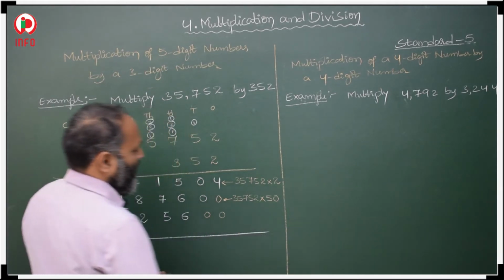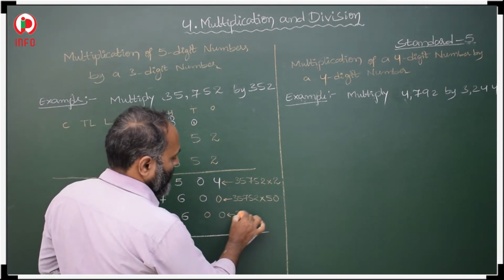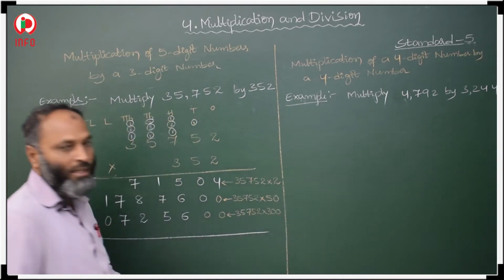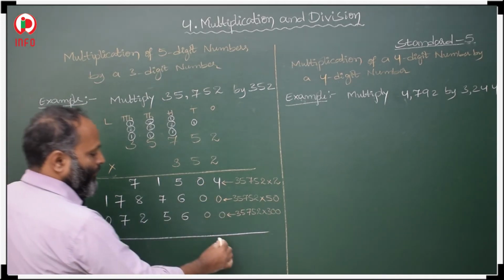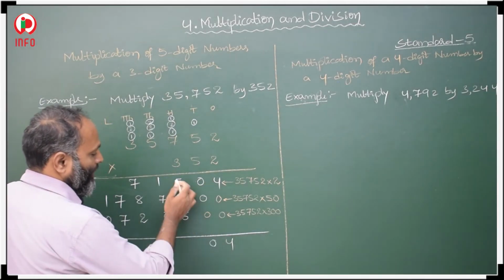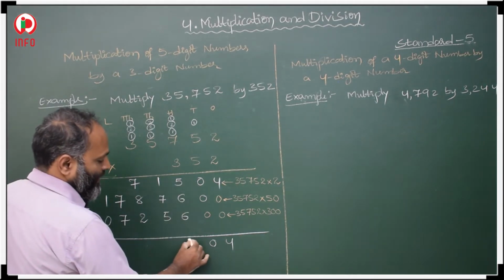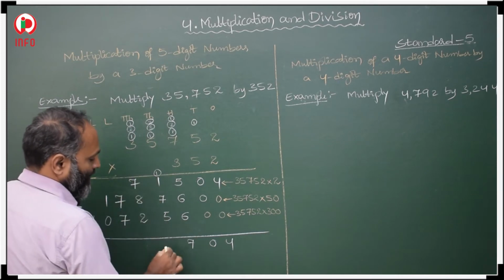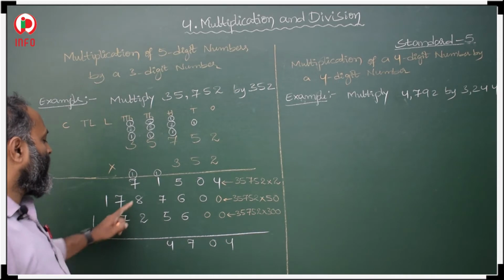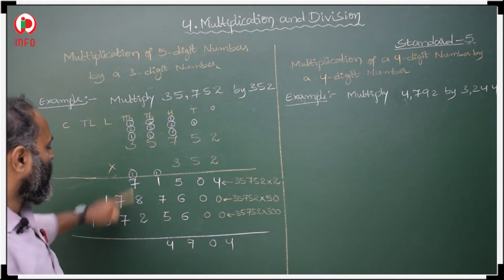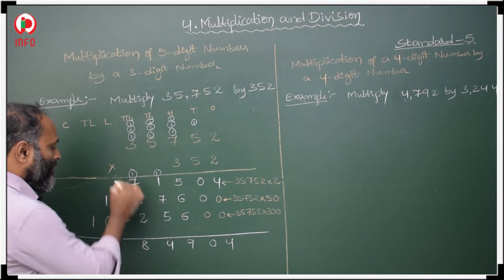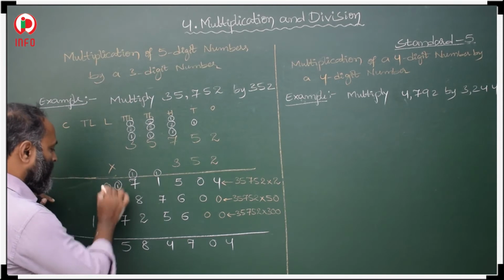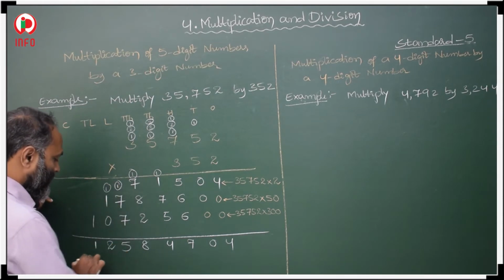Now it is the product of 35,752 with 300. Now add. All are 0, 0 only. 6 plus 6 is 12, 12 plus 5 is 17, 7 here and 1 carried. 5 plus 7 is 12, 13, 14, 4 here. 8 plus 2 is 10, plus 7 is 17, plus 1 is 18. 7 plus 7 is 14, 14 plus 1 is 15. 1 plus 1 is 2, and this is 1.